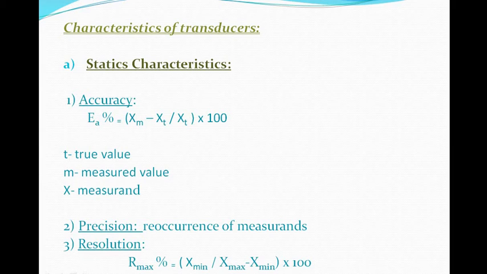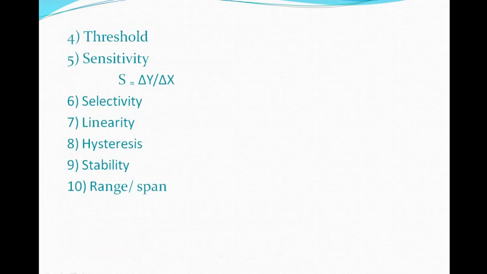The formula for error is shown on the screen. Then comes precision. It is the repeatability of the measured value of the variable being measured. Then comes resolution. It is defined as the smallest incremental change in input that would cause a detectable change in output. It is often expressed as a percentage of the measured range. Then comes threshold. It is the smallest input change that produces detectable output.